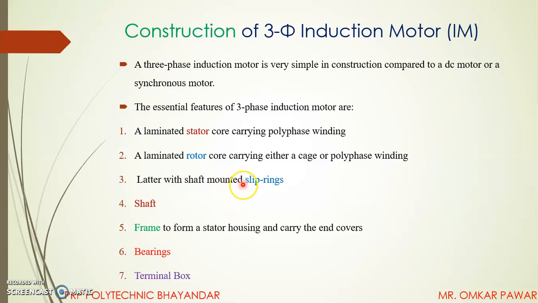Third is the shaft. If we use a polyphase rotor, then on that shaft we mount the slip rings. Fourth one is the shaft. Fifth one is the frame, to form the stator housing and carry end covers to cover the entire stator winding and rotor. Bearings are used in order to fulfill smooth rotation. And the last one is the terminal box, to supply the electrical supply to the stator winding.